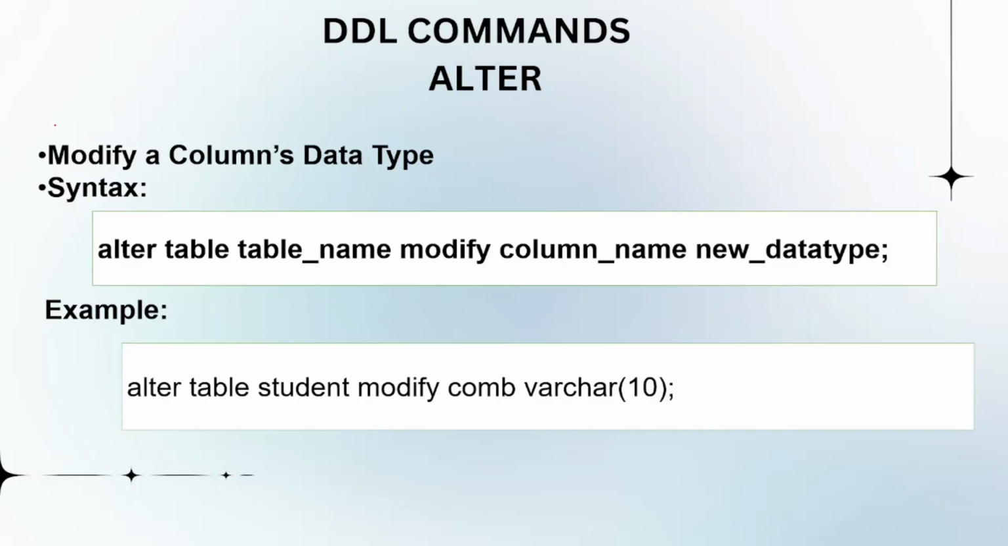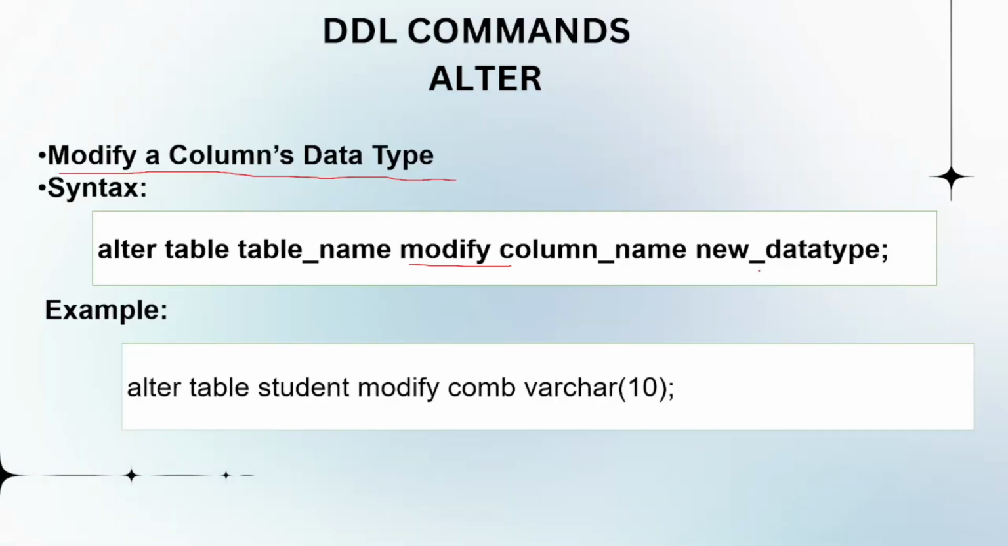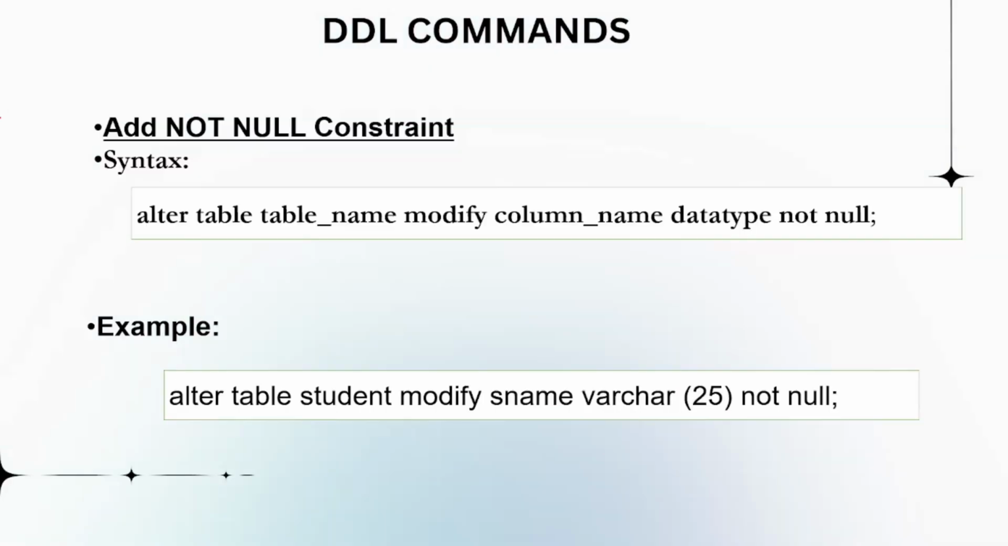Next one is modifying the column data type. I want to modify one of the data types. How can you do that? Again, alter table, table name, modify. Here you are using modify. Before that, when you were adding a column, you used add. So modify, column name, new data type. I want to increase the size of combination, as before it was 5. I am increasing it to size 10 now. Next one, add not null constraint. Not null means the column should not have a null value.